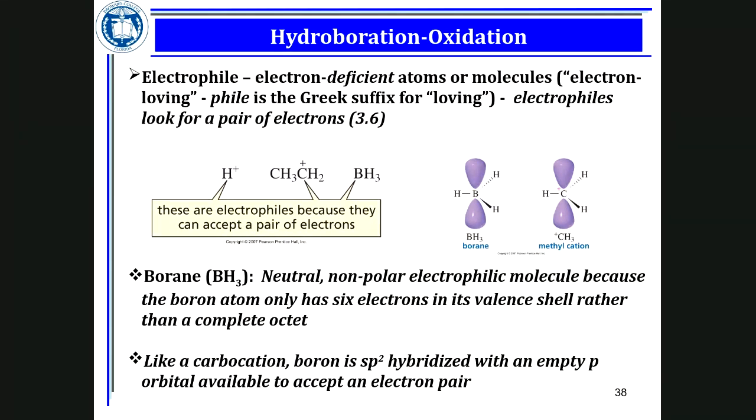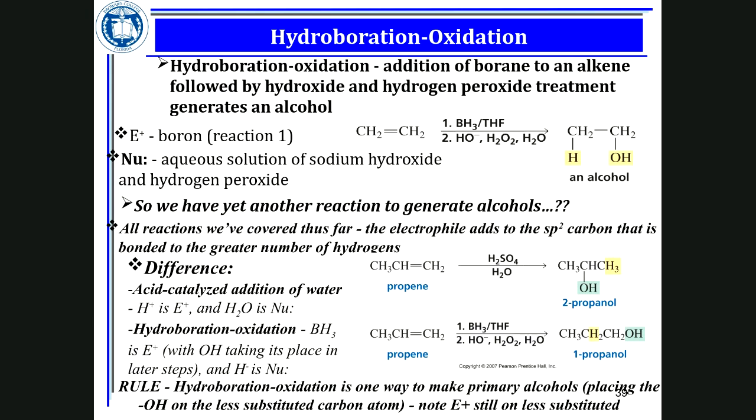For hydroboration oxidation, the product is going to be syn addition. That means if the hydrogen is added from this side, the OH is going to also add from the same side. So this is called the syn addition. You see that OH is on carbon 1. This addition is anti-Markovnikov addition.